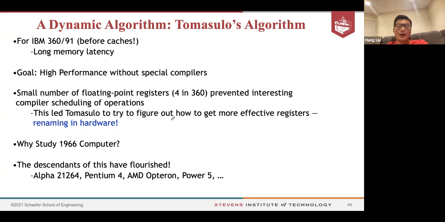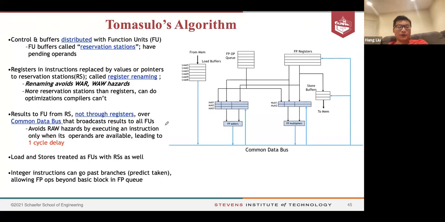Basically, because we have a very small number of registers, if we do compiler-based optimizations, we need a lot of registers to do register renaming. Well, actually, we only have 4, right? Then we have to figure out more effective ways for register renaming, and that is in the hardware. So we don't abusively use registers; we have to use them very efficiently and effectively. The descendants of this are everywhere. Even today's computers somehow depend upon dynamic scheduling, Tomasulo's algorithm.